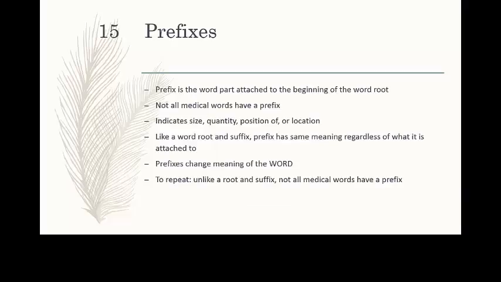Prefixes, the third element. Now, prefixes go at the beginning of the word, but not all words have a prefix. So prefixes tell us how many, how much, where something is, and like the other two, a prefix always means the same no matter what is tacked on with it. Prefixes, though, change the meaning of the word. But unlike root and suffix, not all medical words have a prefix. So here's some prefixes you need to know to get you started.